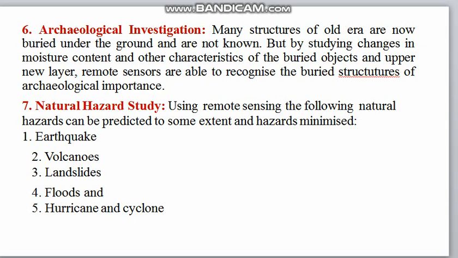Then natural hazard study. Using remote sensing, the following natural hazards can be predicted to some extent and the hazard minimized. First is the earthquake, then volcanoes, landslides, floods, and hurricanes and cyclones.